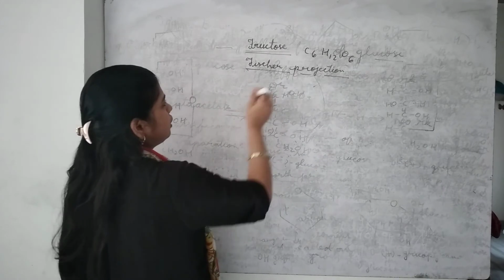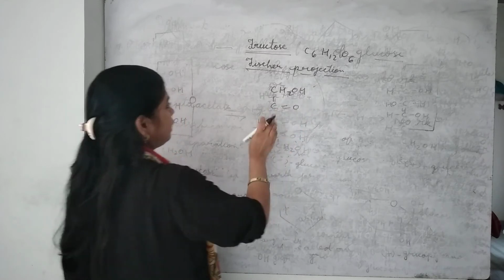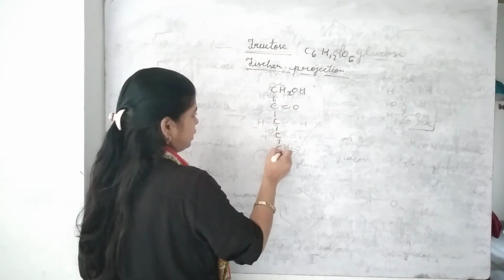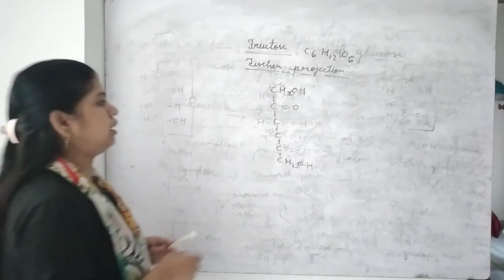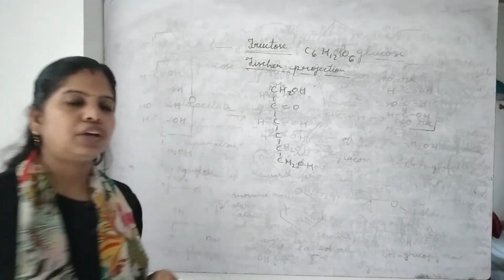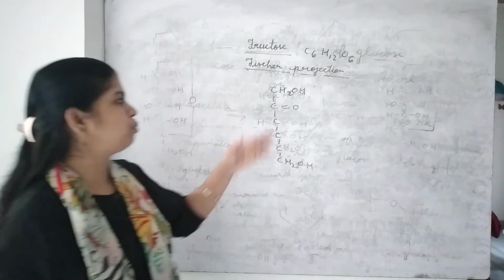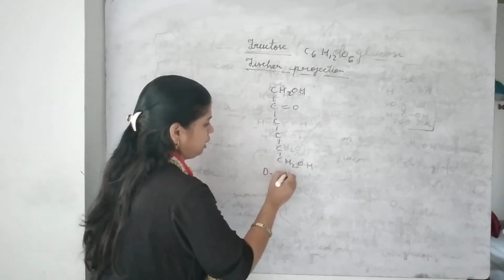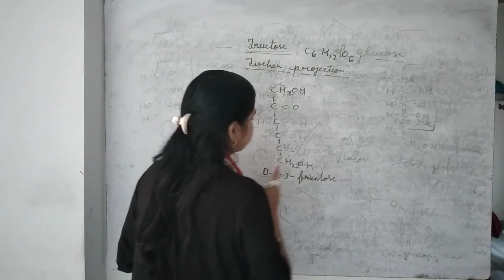So in Fischer projection, first carbon atom has primary alcoholic group and on second carbon atom there is ketonic group. Now we are having 4 more carbon atoms. Again on last carbon atom there is primary alcoholic group and now we have 3 more carbon atoms. When we name them, it will automatically be understood where we have to place the OH group. Actually it is D minus fructose.